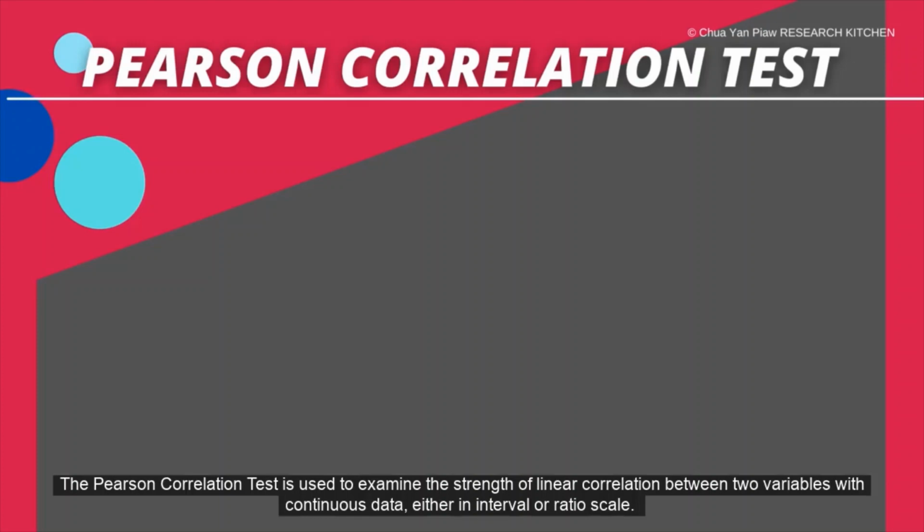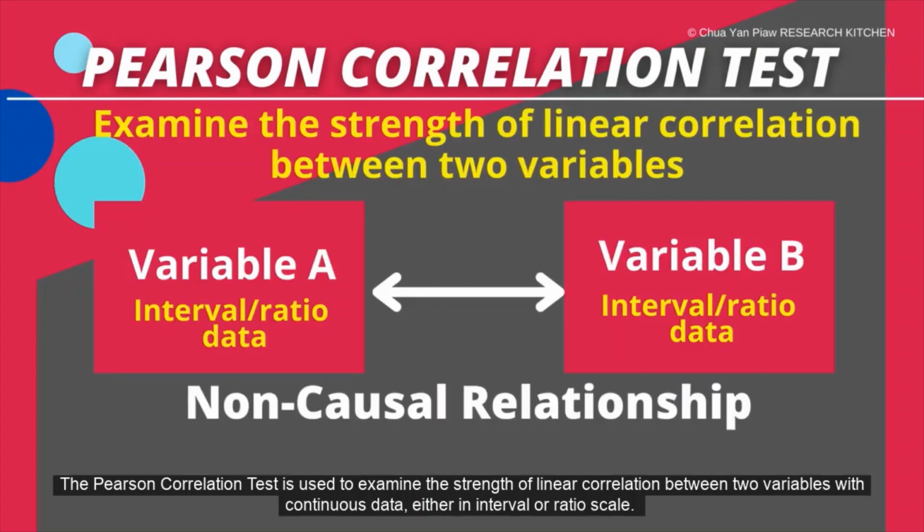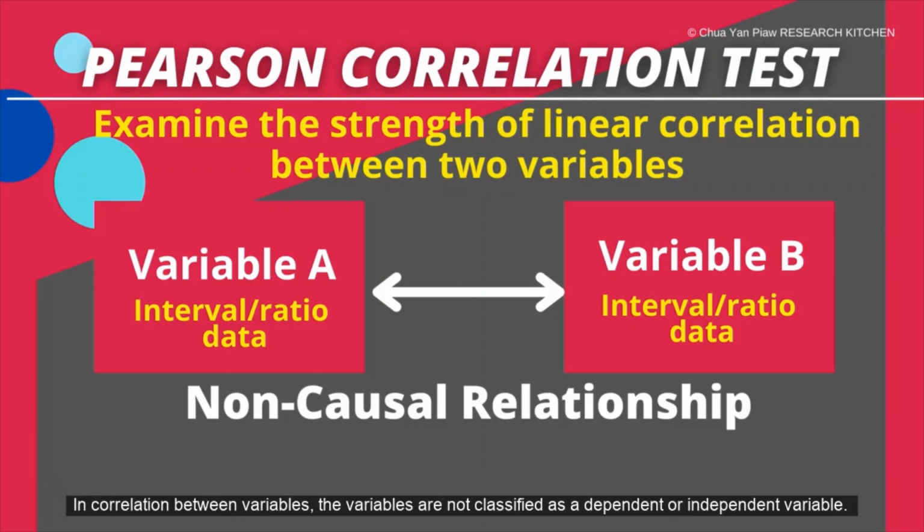The Pearson correlation test is used to examine the strength of linear correlation between two variables with continuous data, either in interval or ratio scale. In correlation between variables, the variables are not classified as a dependent or independent variable. Correlation is a non-causal relationship which is represented by a double-headed arrow between the two variables.